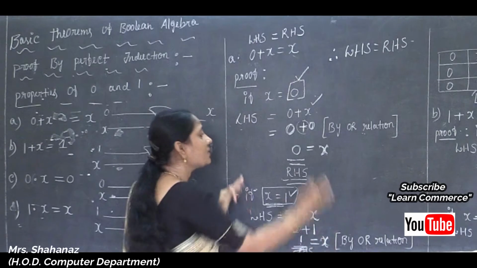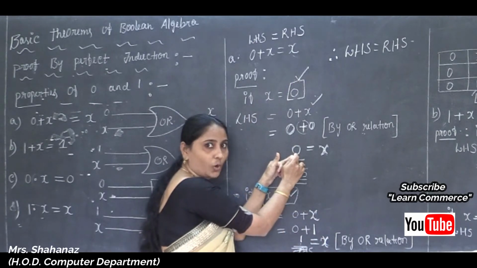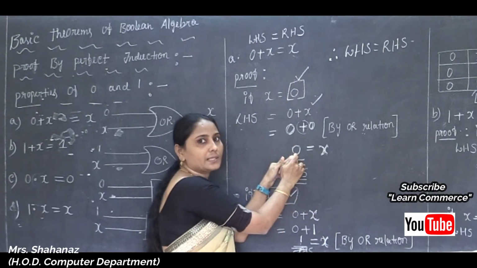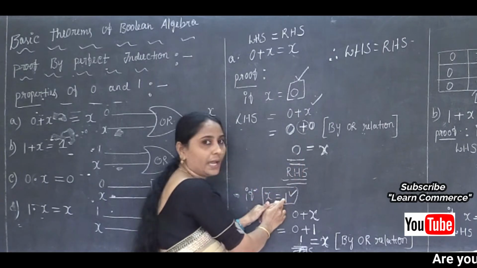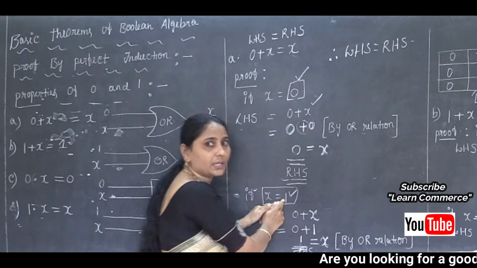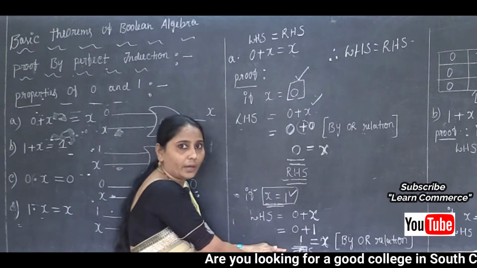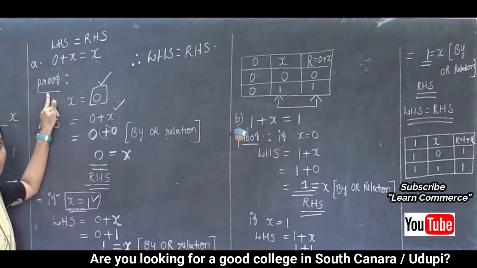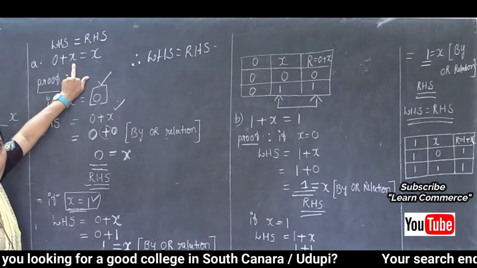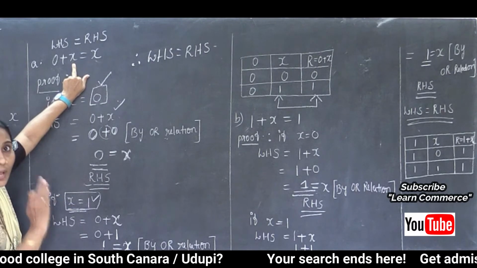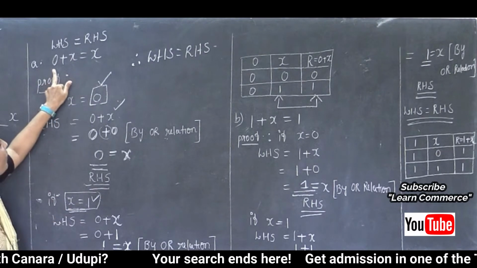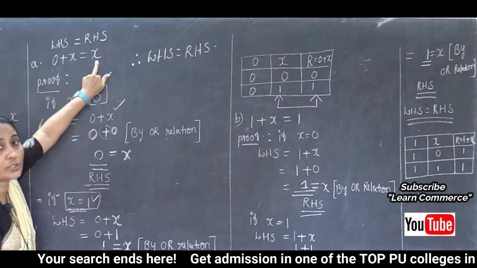No, because when you are using x value as 0, what's the answer we will get? The answer is 0. When you are using x value as 1, what's the answer? The answer is equal to 1. So we can say that 0 plus x is equal to x always.